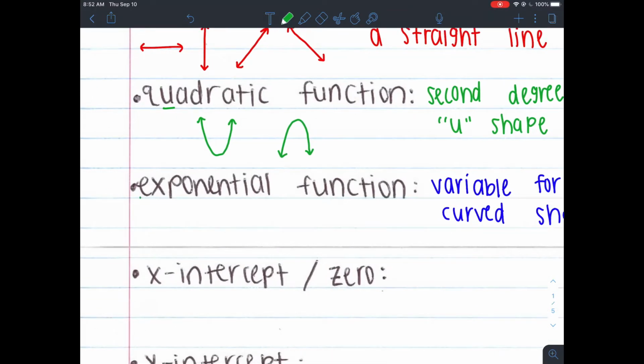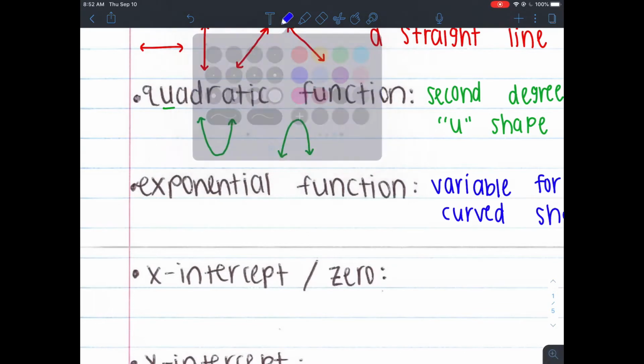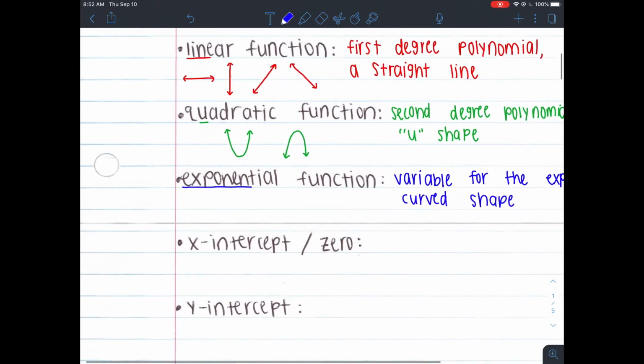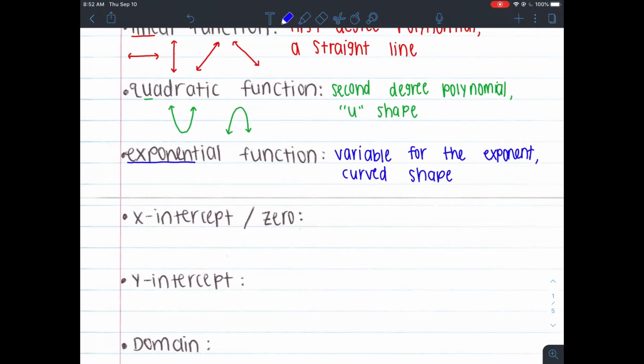Okay. Now the key word in exponential function is exponent. Okay, that's the keyword for exponential. And the reason why that's the keyword is because your variable is actually in the exponent. Typically when we have an exponent, it's always a number, but in this case, it's actually a variable, and we'll see that when we move on.